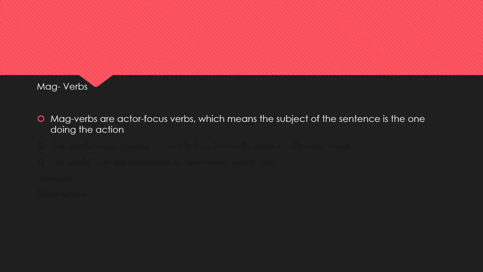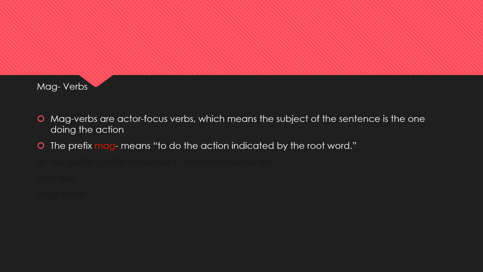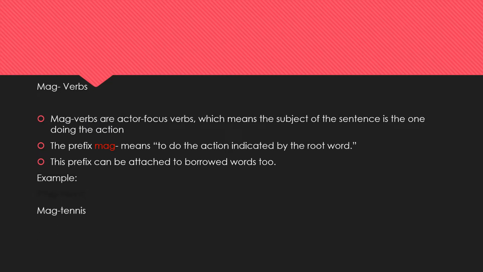Now let's go to Mag-verbs. What is Mag-verbs? Mag-verbs are actor-focused verbs, which means the subject of the sentence is the one doing the action. The prefix mag means to do the action indicated by the root word. This prefix can be attached to borrowed words too, just like tennis, magtennis.